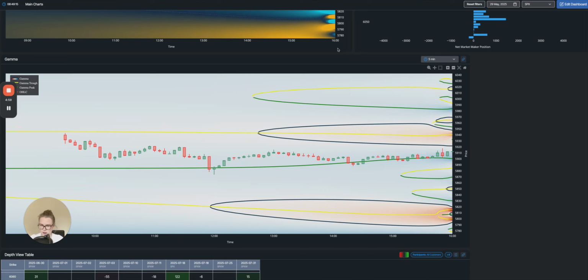So what's the difference between positive and negative gamma? Well, in positive gamma, as price rises, dealers will sell to maintain the hedge, and as price falls, they will buy. So this dampens volatility, and can also create big gamma walls where we will struggle to get over those strikes. I'll show you an example of that in a moment.